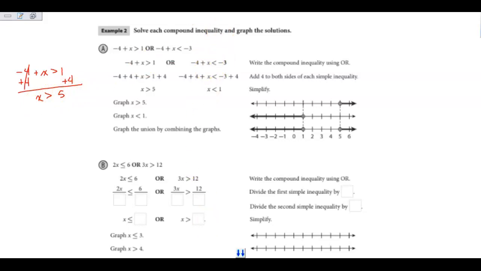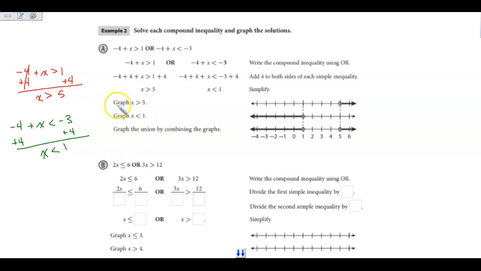Then we have negative 4 plus x is less than negative 3. Again, we're solving for x, so we're going to add 4 to each side. X is by itself. Bring down my less than symbol. And negative 3 plus 4 is 1. So then that's where we get our x is less than 1.